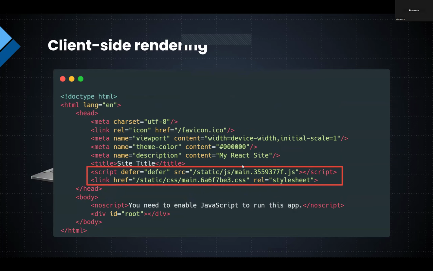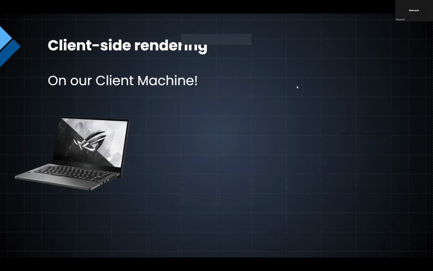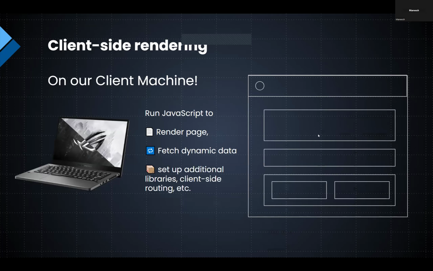We're like, okay, where's my JS? Where's my CSS? Let's get that right now. So we retrieve the JS and CSS, and then we receive it, and it's on our client machine. And then from there, we have to run the JavaScript in order to render the page, fetch any dynamic data, and then set up additional libraries, client-side routing, whatever. And then eventually, your page will fully render, and it will be interactable, and it will be really awesome, right? Awesome React app that you built.